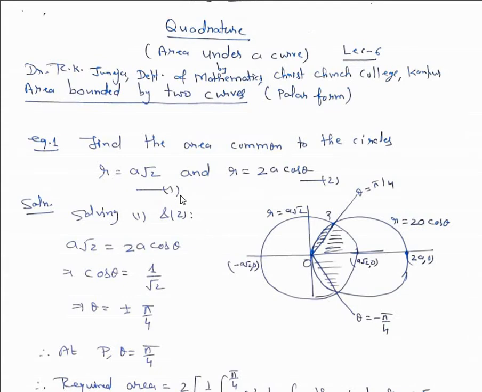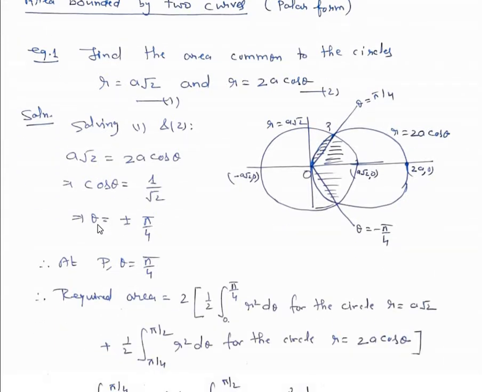So we equate the values of r. So a under root 2 is equal to 2a cos theta. So cos theta is 1 upon root 2, that means theta is plus minus pi by 4. So at this point P, theta is pi by 4. Now we have to find out the area of this shaded portion.